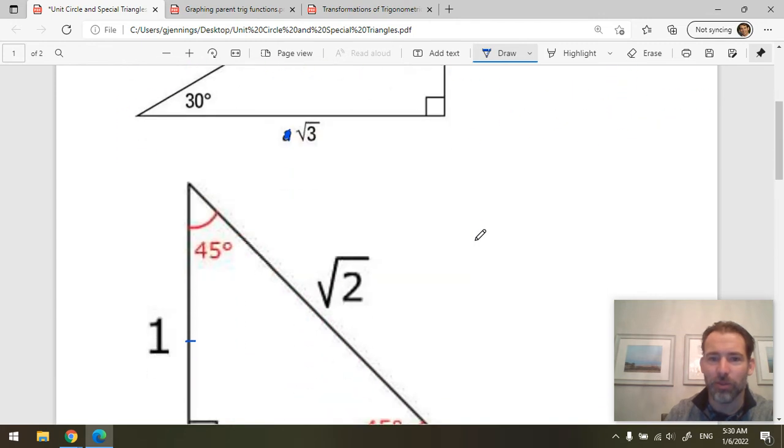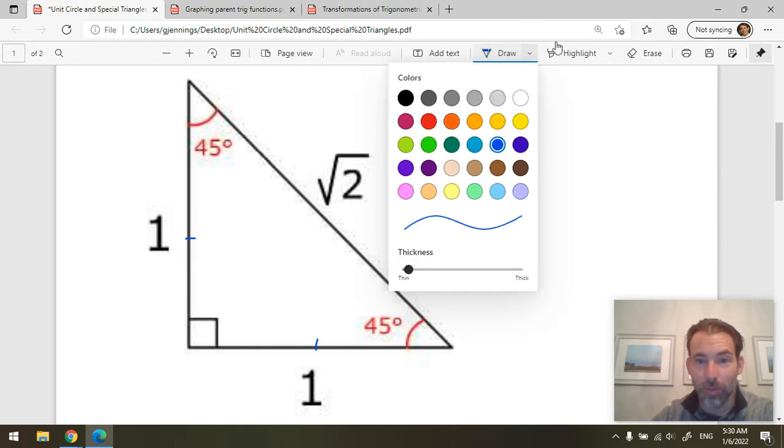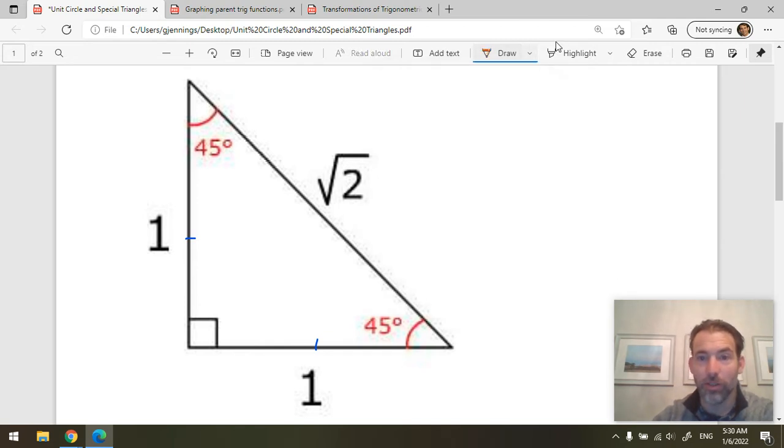And then we can, of course, do the same thing for our 45-degree angles. So let's do those now. I'll do those in another color. We're going to do those in our orange color here. So looking from this angle out, we have sine is opposite over hypotenuse. So sine 45 is equal to 1 over root 2.